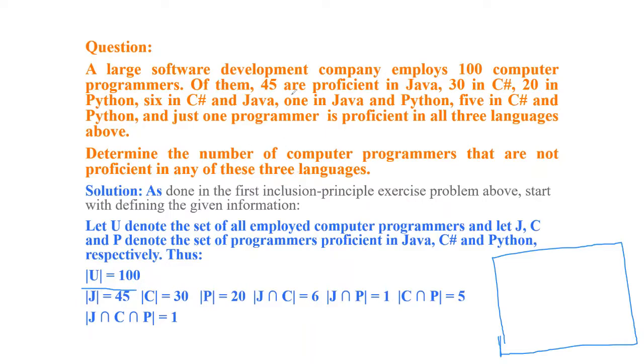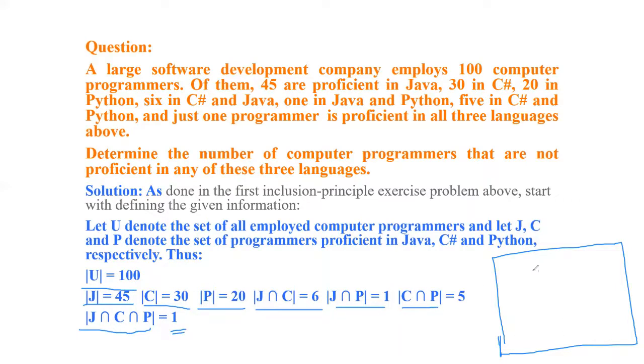Then 45 are proficient in Java. So J, C, and P denote the sets of programmers proficient in Java, C Sharp, and Python respectively. So J is equal to 45. For C Sharp we consider the variable C, which is 30. 20 employees are proficient in Python. Then 6 in C Sharp and Java, 1 in Java and Python, 5 in C Sharp and Python, and the programmers proficient in all three, J intersection C intersection P, is equal to 1.